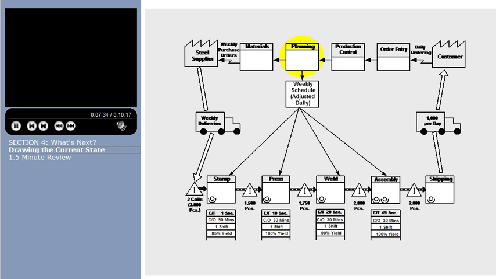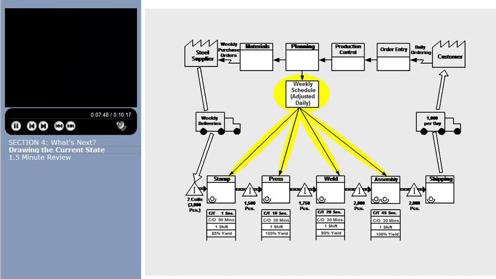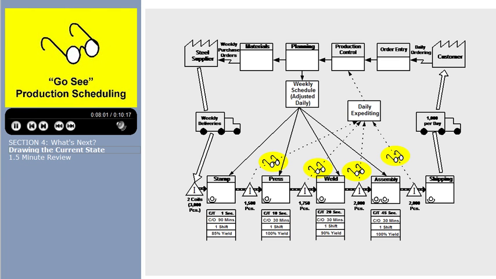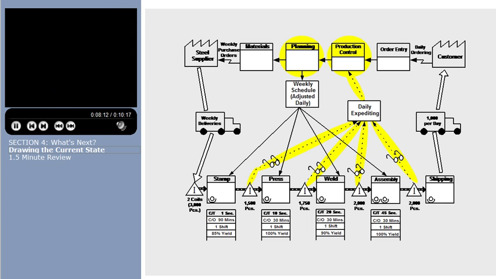At this point, we note that planning gives a weekly schedule to stamp, press, weld, and assembly, which is adjusted daily. This is represented here by an information box icon and some manual information flow arrows. The mock company does some daily expediting, where they gather information from each of the operations. They check inventory levels and adjust schedules. The little glasses are an information icon that represents Go See production scheduling. This information is fed back to production control and then planning, as indicated by the dotted arrows. And then the schedules are adjusted.